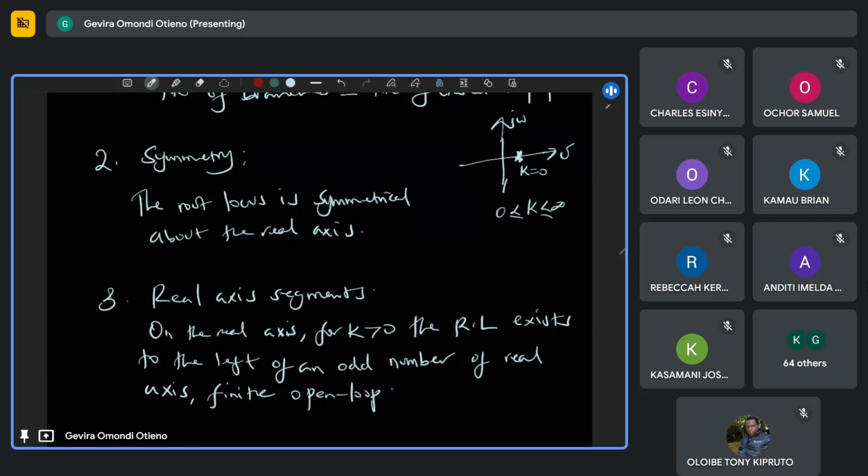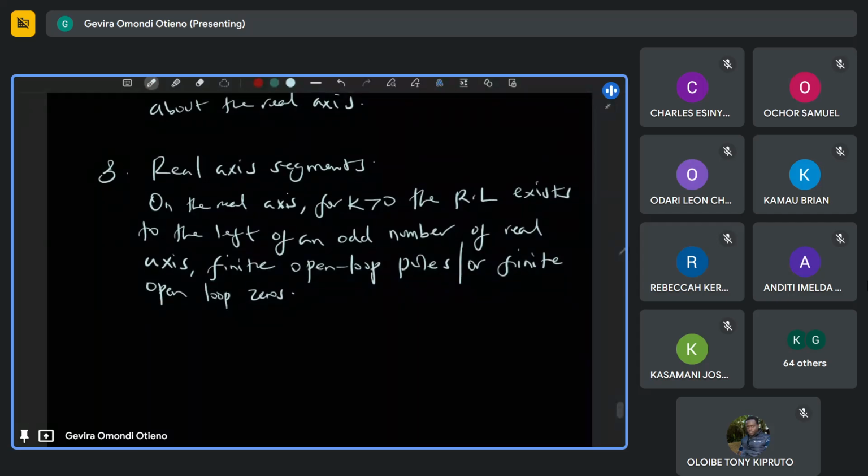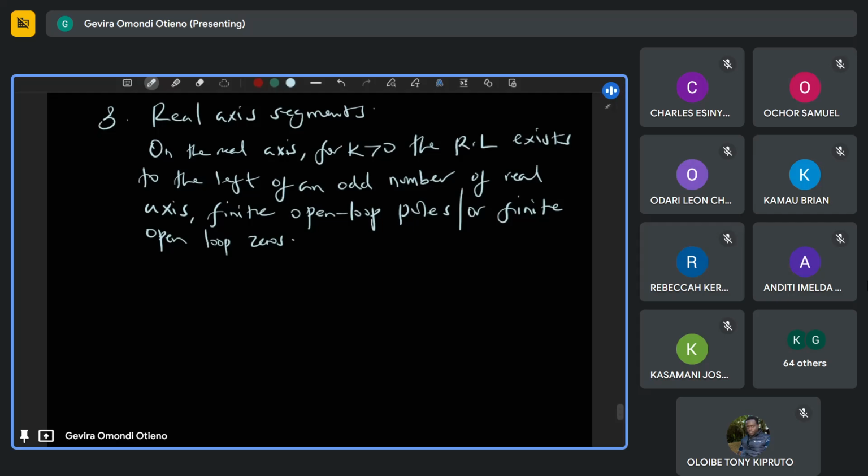This is very important, so I'll have to explain each point. Or finite open loop zeros. This is probably one of the most important rules of the root locus sketching. This is one of the most important ones. And I think I need to simplify it, at least to explain it further.